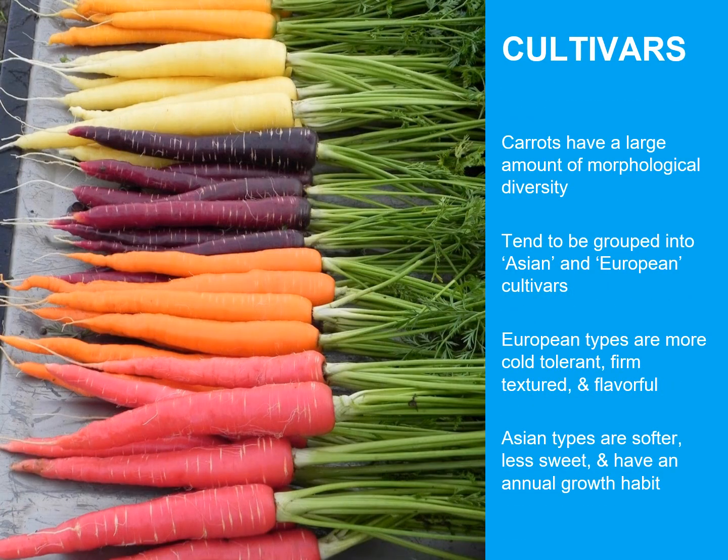Carrots have a large amount of morphological diversity. As you can see in this slide, there are numerous different colours of roots, but they also vary in their shape. They tend to be grouped into two classes of cultivars: the Asian cultivars and the European cultivars. I'm mostly going to focus on European types. These are more cold tolerant, firm textured and flavourful, whereas the Asian cultivar types are softer, less sweet, and have an annual growth habit rather than biennial.